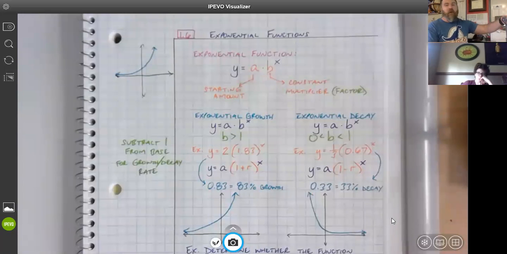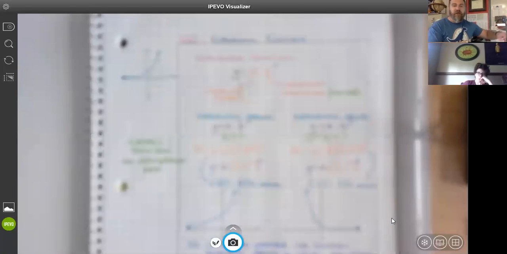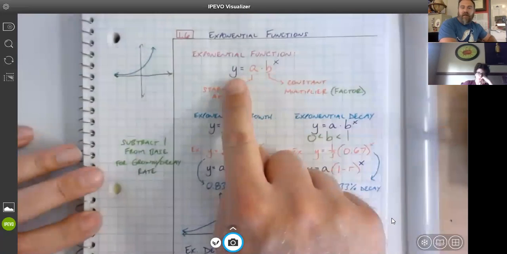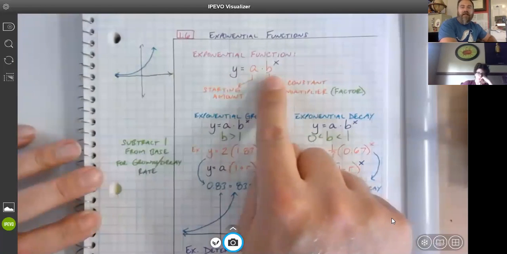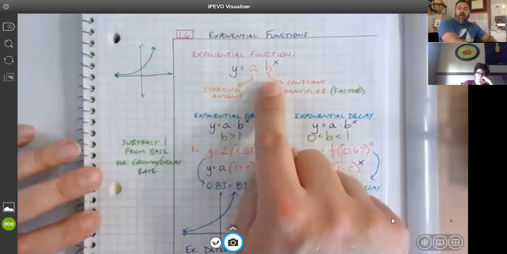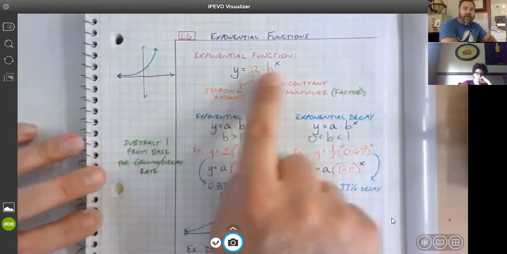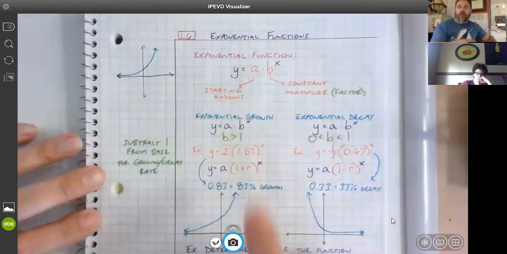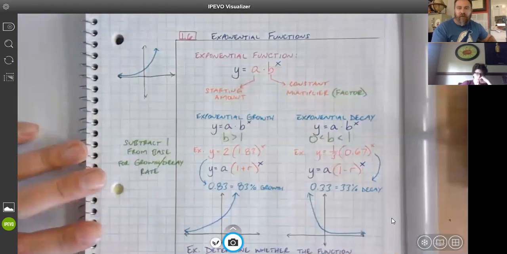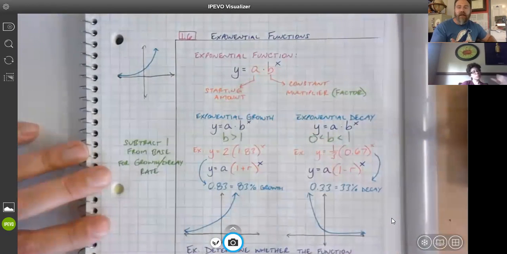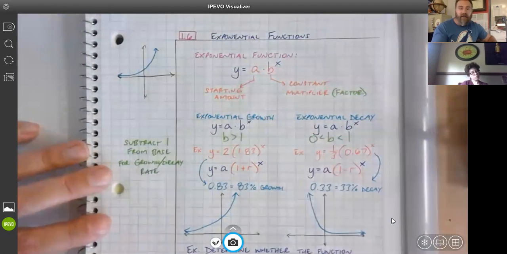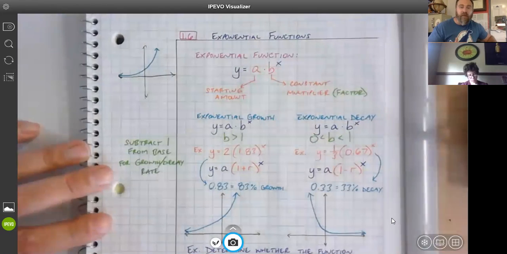Okay, so let's explore this exponential function. The most basic version of it is y equals a times b to the x. Like in any function, we see this y and x combination here. Just like in a linear function, y equals mx plus b, y and x are going to stay y and x. They're considered what we call variables.